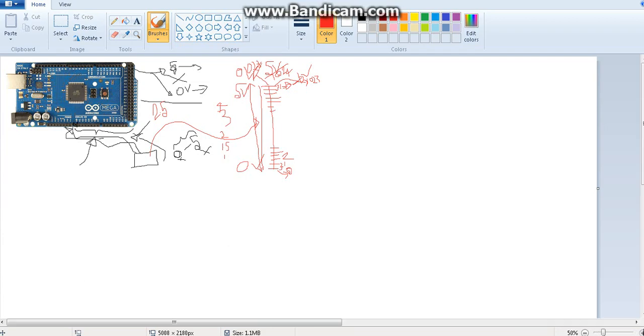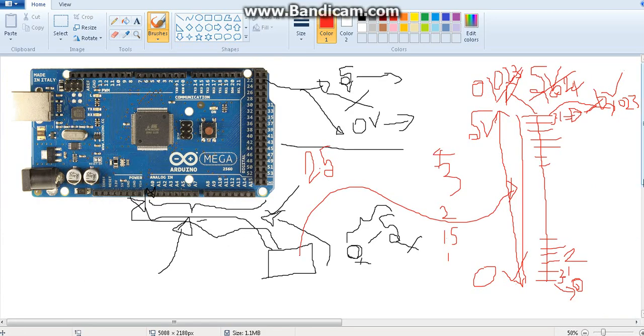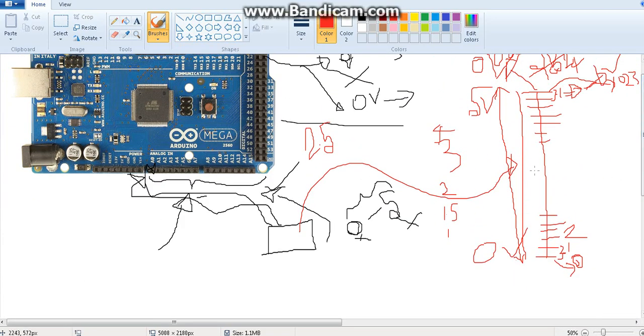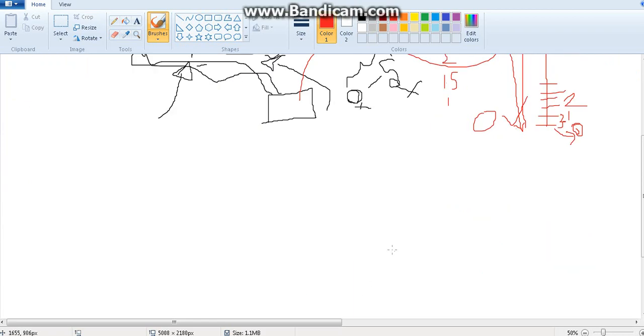Okay, so you may remember 5 voltage will be completing the 1024 units. So how much will the 2.5 voltage complete? The 2.5 voltage will hold 512 units because it's a half. So you can simply write it somewhere here.